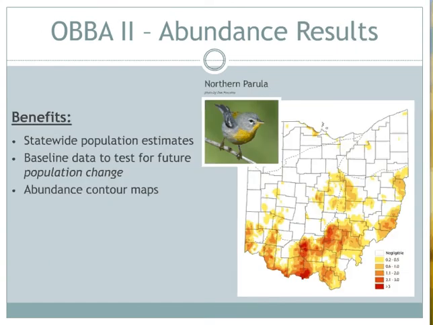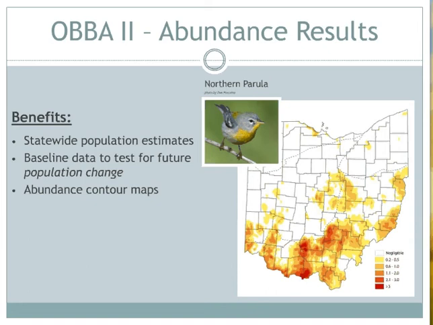The benefit of that is that we're able to create fairly precise statewide population estimates. This also creates a baseline data set to test for future population change. So the second atlas, we're able to compare change in distribution between those two time periods. However, we're not able to discuss changes in population directly. We are looking at using breeding bird survey trends to extrapolate our estimates to get estimates of change over that time period. We'll be creating abundance contour maps for these species.